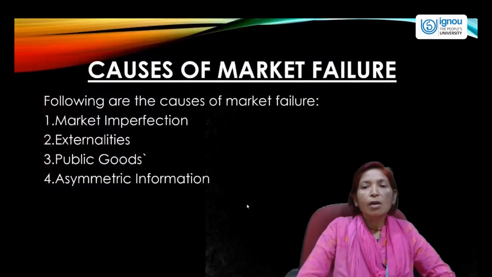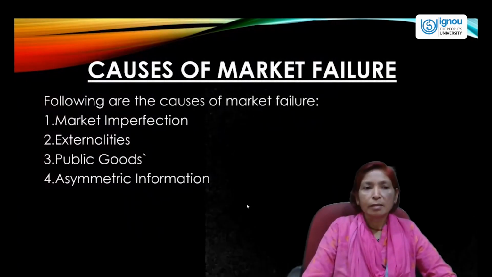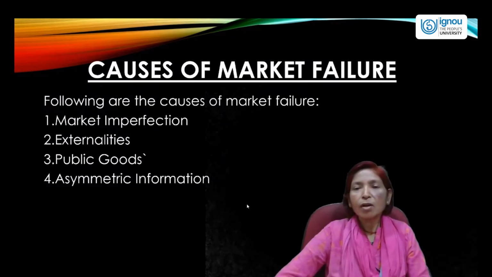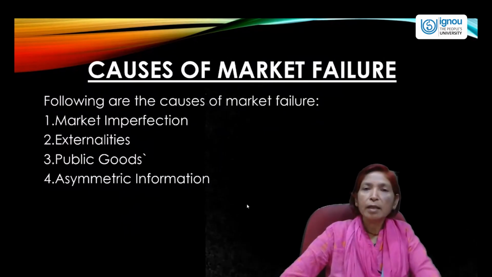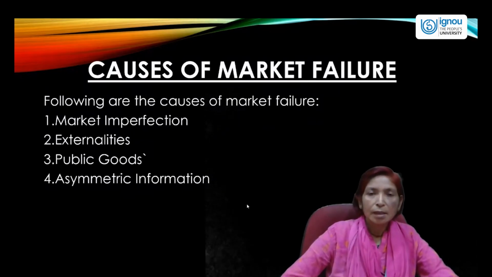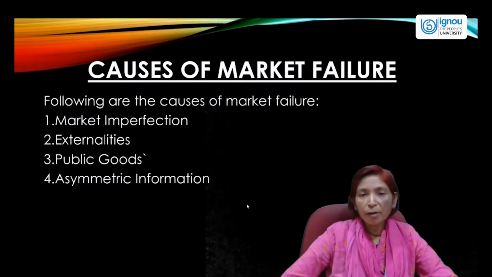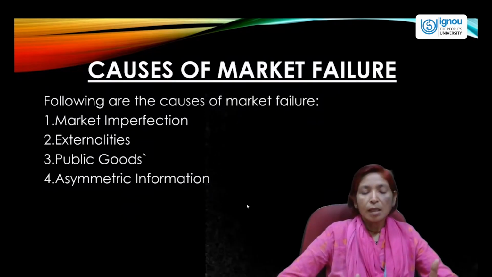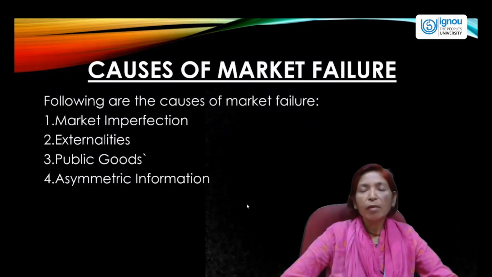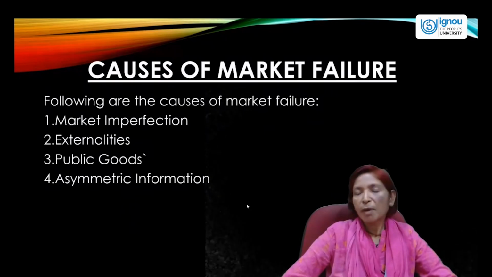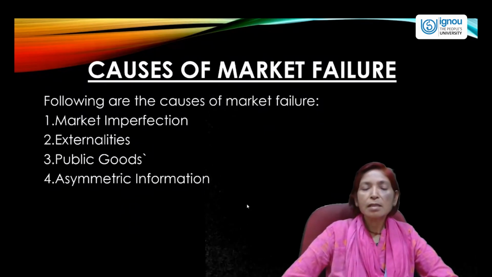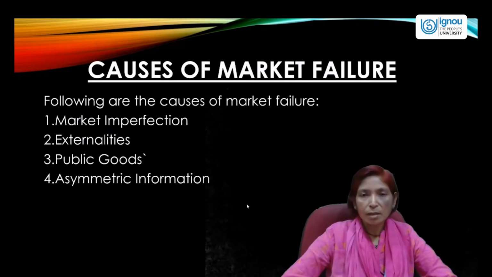Next is causes of market failure. There are the following causes of market failure. One is market imperfection. If the market is not perfect or if any inefficiency exists in the market, then the market will become a failure. Next is externality. Next is public goods. And next is asymmetric information.